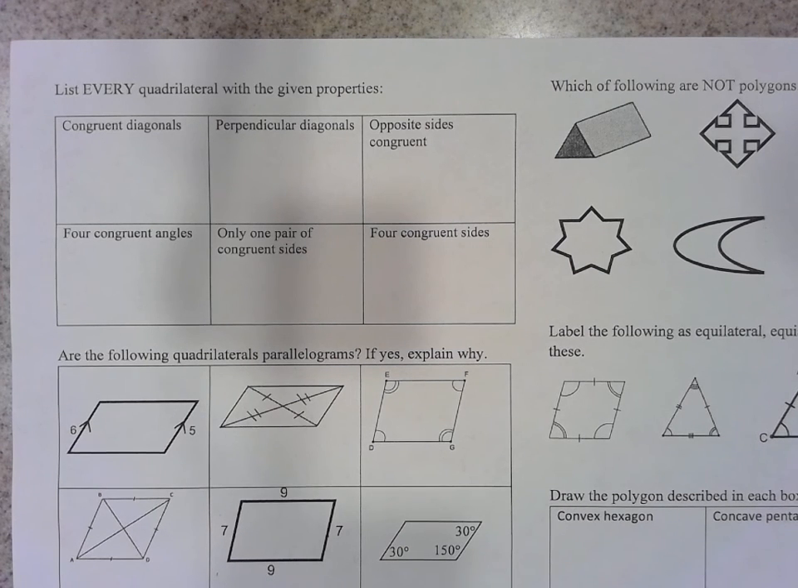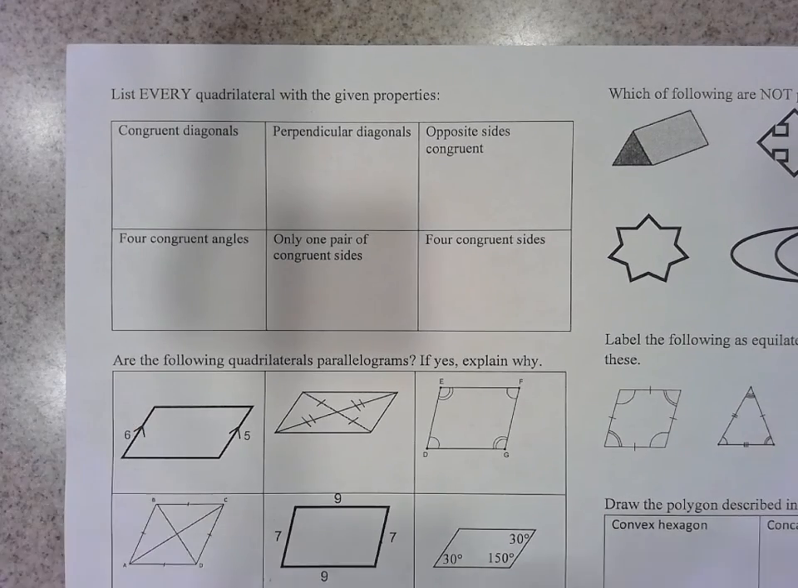I will now work through the backside of the Chapter 6 Quadrilateral Review. So the first section asks us to list every quadrilateral with the given properties. So not just the one with the best name for it, but every quadrilateral.